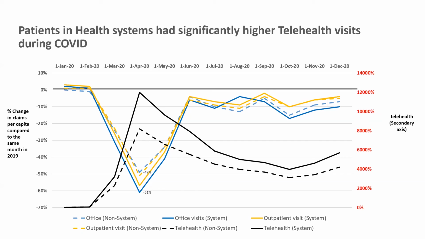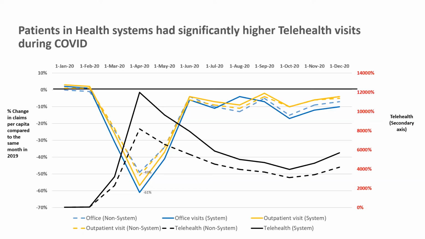The blue ones are office visits. These are in-person office visits, and you can see they look very similar for systems and non-systems. The biggest difference, in addition to the skilled nursing facilities, the only other super big difference that we see in care utilization is in telehealth. And that's what the black lines are here.